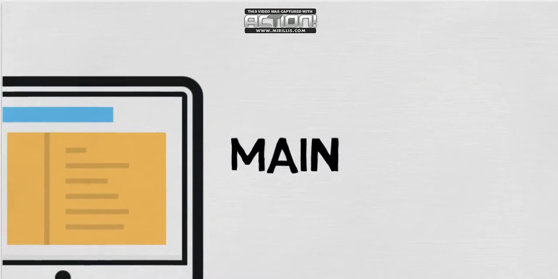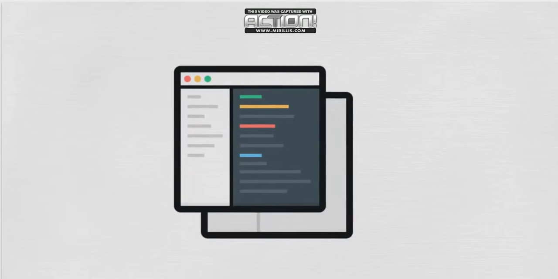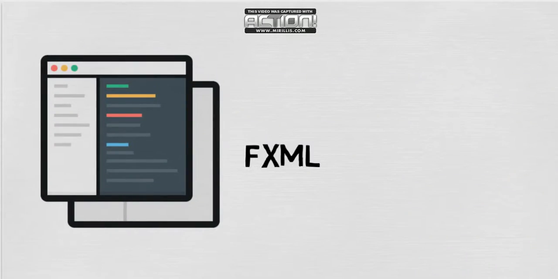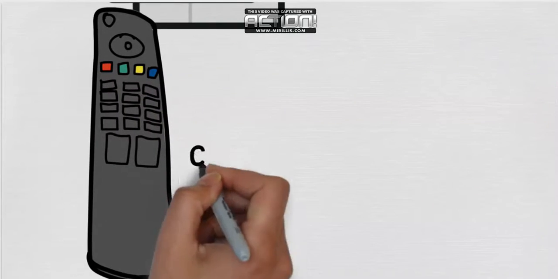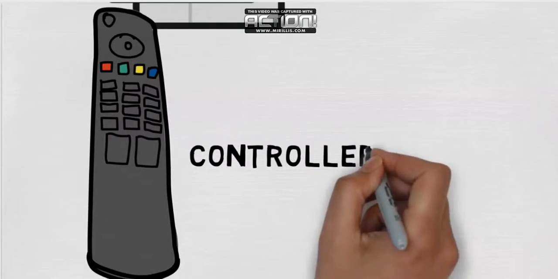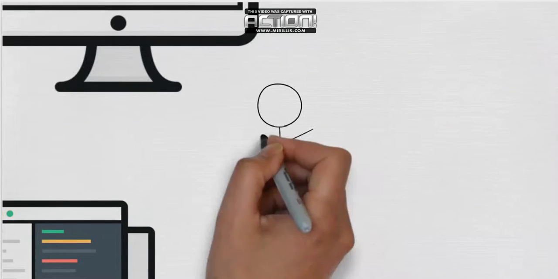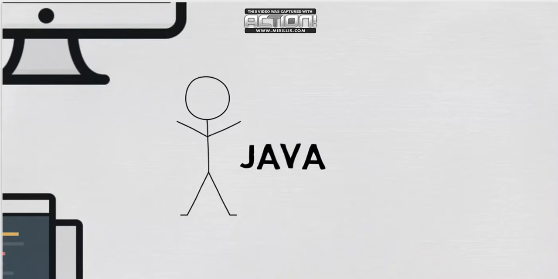Well, a few key ingredients you will need are the main Java application to run, an fxml file to hold your charts, the fxml's controller to control what happens within your charts, and of course, a Java class file for the data itself. So now that we have the ingredients, how exactly do all these mix together?